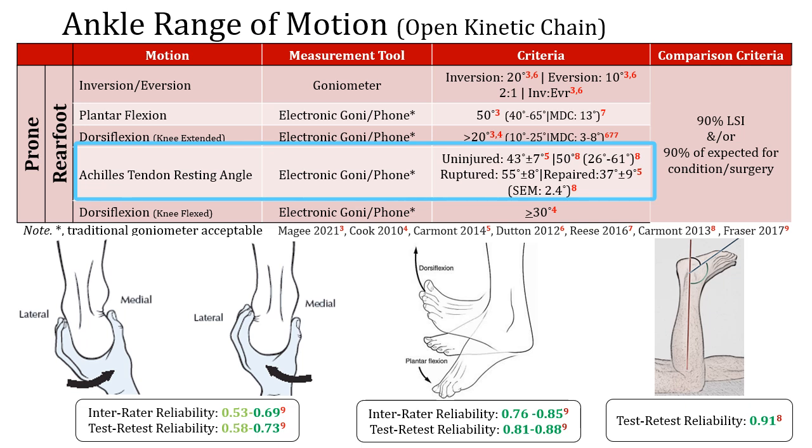In an uninjured tendon, you're going to have anywhere between plus or minus 7 degrees from 43, and it can be highly variable based off someone's connective tissue, how much stiffness that they have, and you can see the normal arc between 26 and 61 with an average or mean of 50. A ruptured tendon can be at 55 degrees plus or minus 8, and a repaired is going to be at 37.